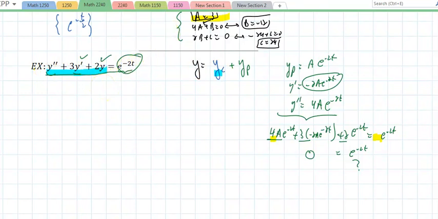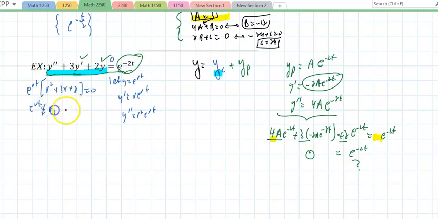So let me reverse the steps. What if I found the complementary first? The complementary, I'm really looking at this equal to 0. I'm going to let y equal e to the rt, y prime equal r e to the rt, and y double prime equal r squared e to the rt. So e to the rt times r squared plus 3r plus 2 equals 0. e to the rt can never equal 0. And r plus 2 times r plus 1 equals 0, indicating r equals negative 2 or negative 1.